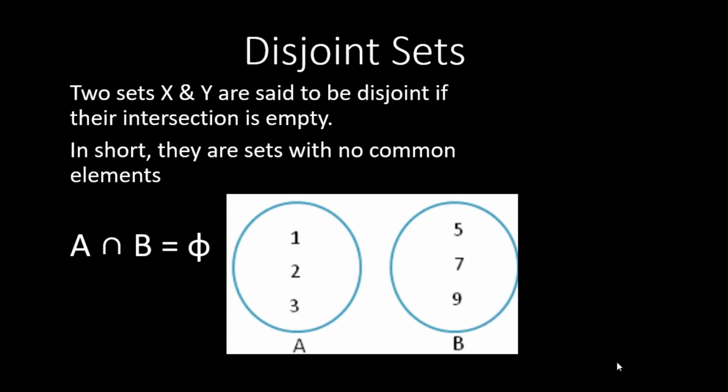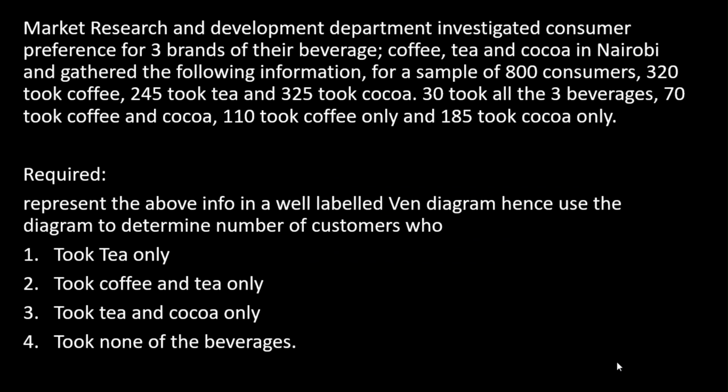I want to give you an example of how we can use Venn diagrams to solve this particular problem, so that you can understand and appreciate Venn diagrams in set theory. The question is: a market research and development department investigated consumer preferences for 3 brands of beverage: coffee, tea, and cocoa in Nairobi, and gathered the following information. The sample size is 800 consumers, 320 took coffee, 245 took tea, 325 took cocoa.